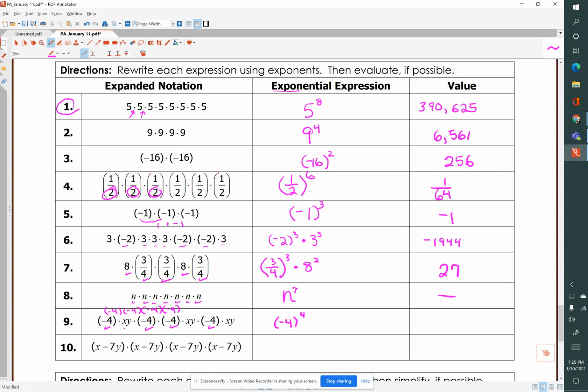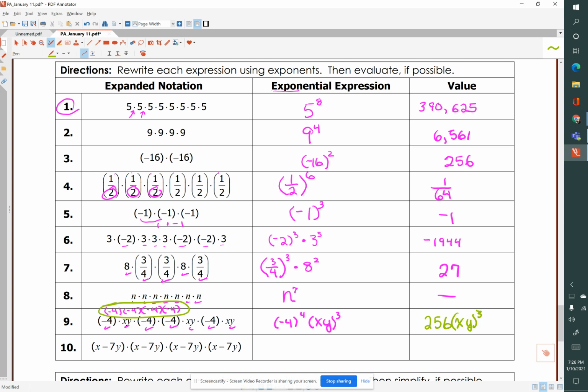That's being multiplied by xy, which is repeated 3 times. So we have xy in parentheses to the third power. So -4 to the fourth power times xy to the third power. Now we can evaluate the -4 to the fourth power. This -4 times -4 times -4 times -4 equals 256. But we cannot evaluate xy to the third power, so that will stay in parentheses with a power of 3.